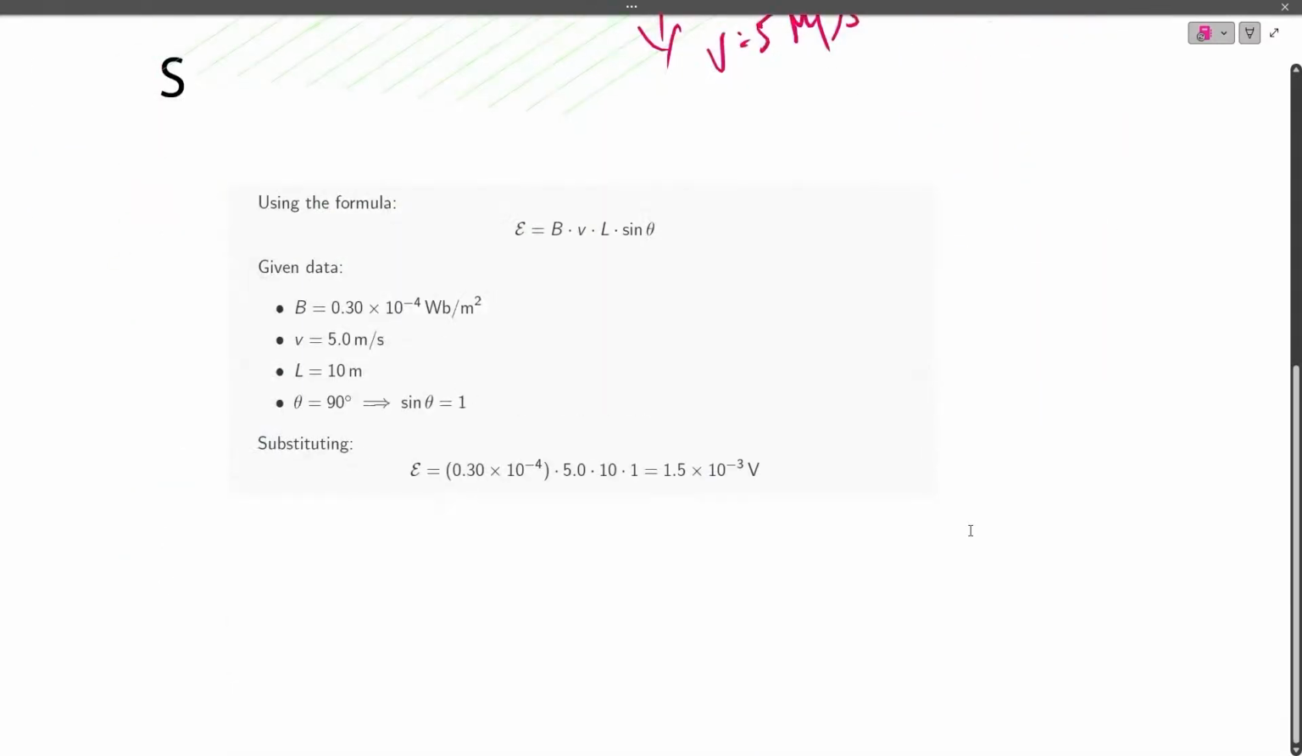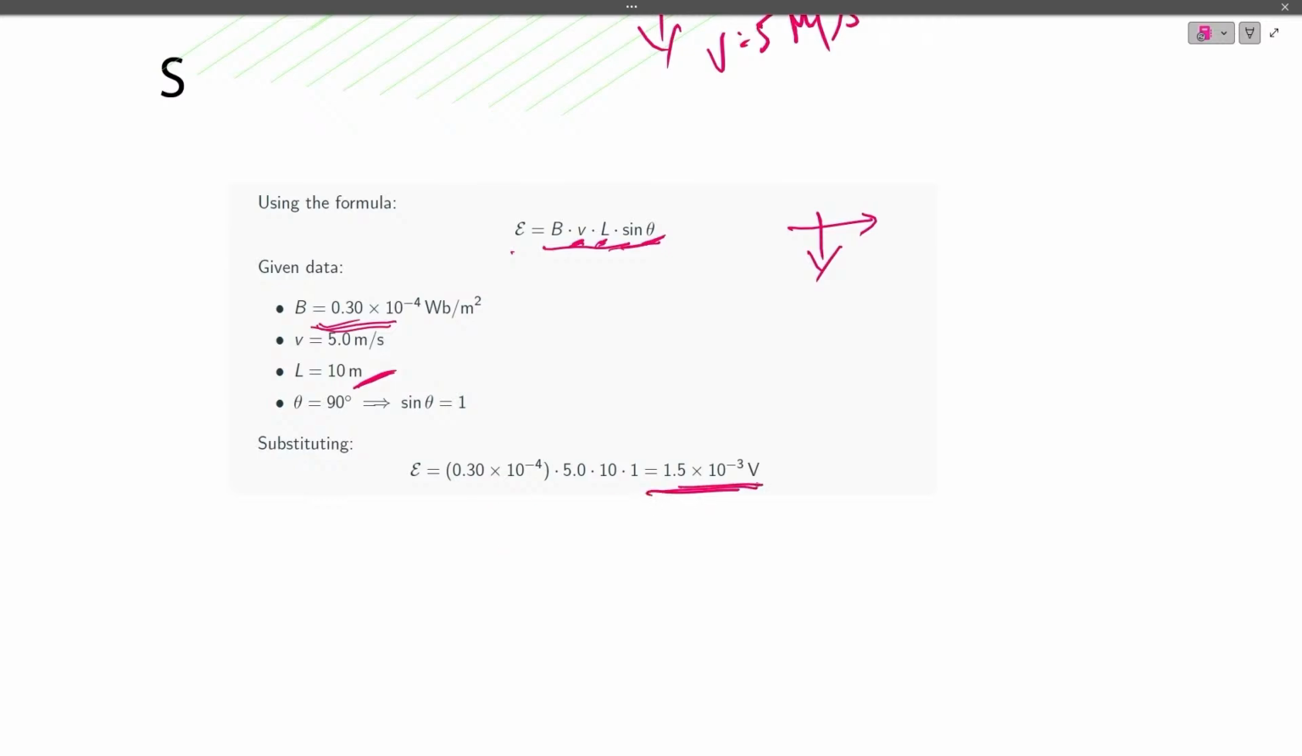So using the formula above, we know that E is equal to BVL sine theta. Sine theta here comes from the cross product of V and B, that is V cross B. So here we know that theta is 90 degree because the wire is falling down, and we have to calculate the EMF due to the horizontal component of Earth's magnetic field. So theta will be equal to 90 degree here. Now L is going to be 10 meter because this is the length of the wire that has been given, and V is the velocity at which it is falling, and B is the magnitude of magnetic field. Now substituting in this formula, we will get a value of 1.5 into 10 to the power minus 3 volts.